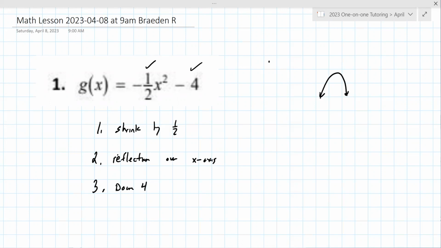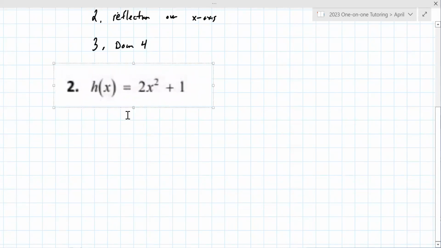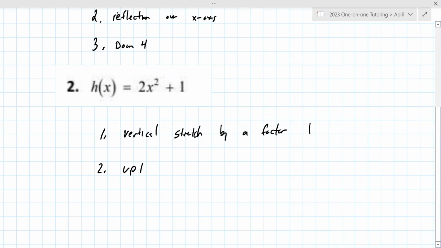Okay, second one is a little bit easier. It only has 2 transformations. It is helpful to know how many before you start, but we'll do some more if we've got time at the end. So this one has 2 transformations. It moves up 1, and it's a vertical stretch by a factor of 2. Yes, and the way you said that is perfect. You want to include all those words. Factor of 2, not by 2.